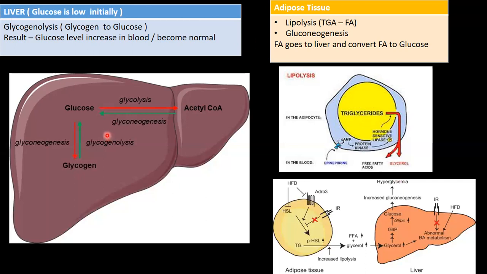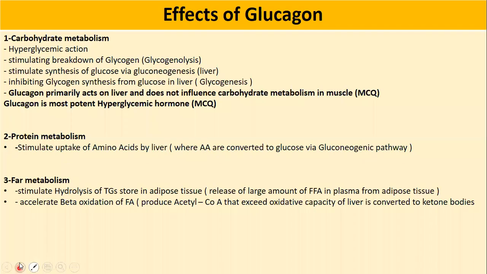The things which we need to remember in glucagon: in the liver, there is glycogenolysis, that is formation of glucose, and in adipose tissue, there is gluconeogenesis. Again, we are forming glucose, and with lipolysis, again we are forming glucose. So ultimately, with glucagon, we need to make extra glucose.